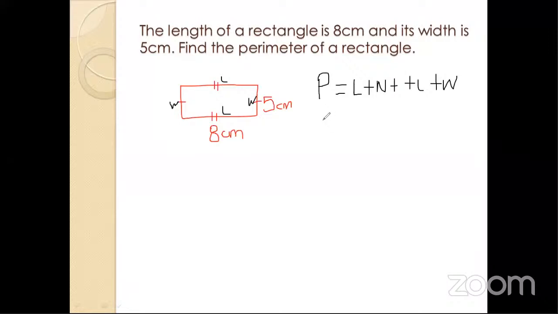Yes. Let's continue. So perimeter equals to, what should I put here now? Perimeter equals to 8 centimeters plus 8 centimeters plus 5 centimeters plus 5 centimeters. 8 centimeters plus 5 centimeters.